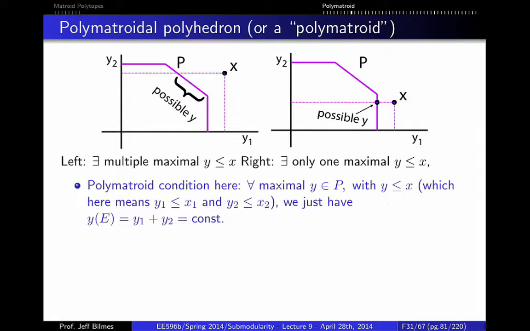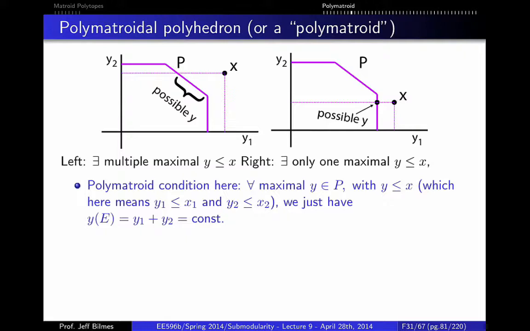So this is a polymatroidal polyhedron, or a polymatroid. And the reason why they call it a polymatroid is because it's a polyhedron from a matroid. So one could call it a matro polytope or something. I don't know, but it's called a polymatroid.